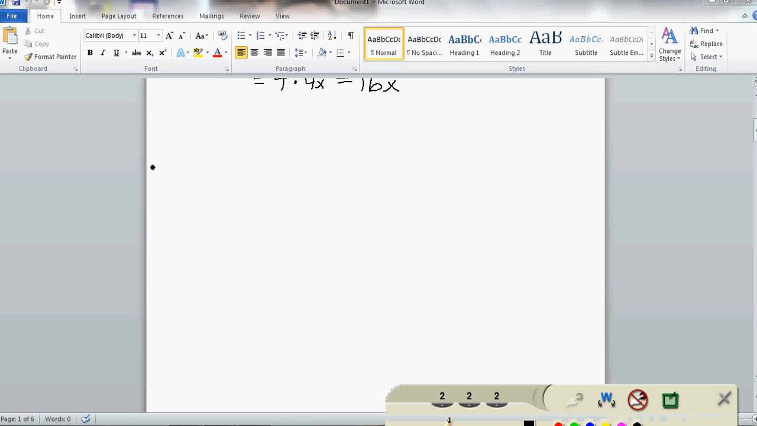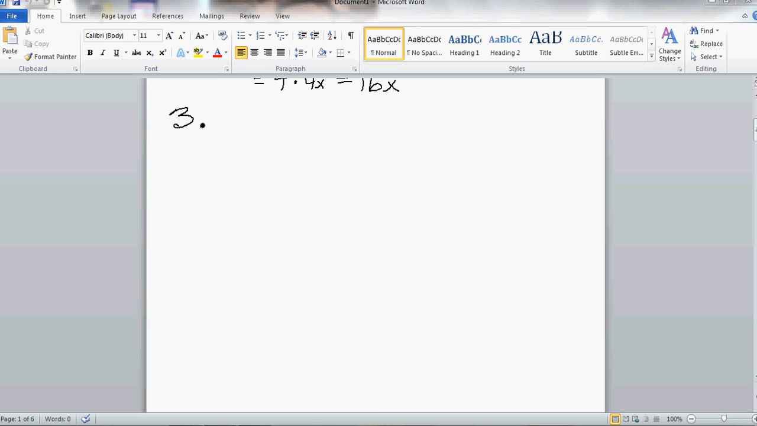Example number 3. We are asked to graph the equation x squared equals 12y. There are things that I want to look at. First of all, what is this going to look like? Well, it's positive and it's x squared, so that means it's going to go up like that. So that's the first thing I'm going to look at.